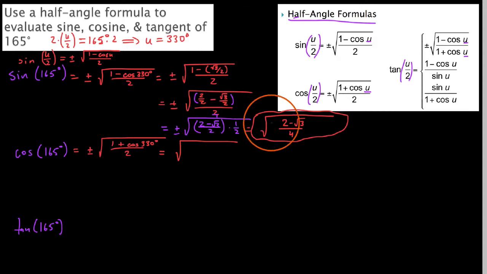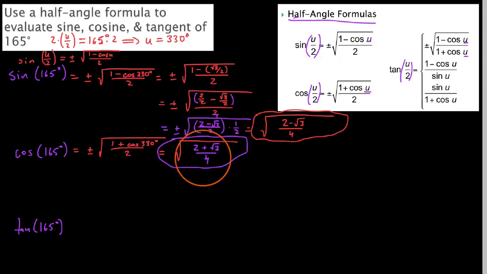It is just that we have a positive here instead of a negative. We have a sum instead of a difference. So we get 2 plus root 3 over 4. So I always encourage people, if you know the sine of 165 using half angle formulas, then doing the cosine is really easy because you can just change that to a sum.